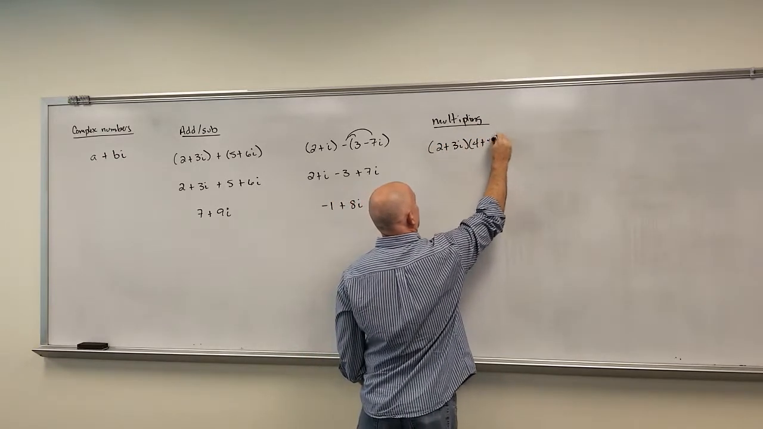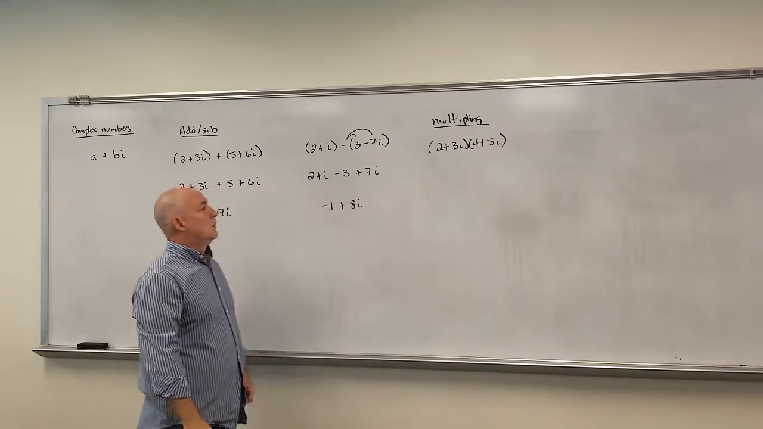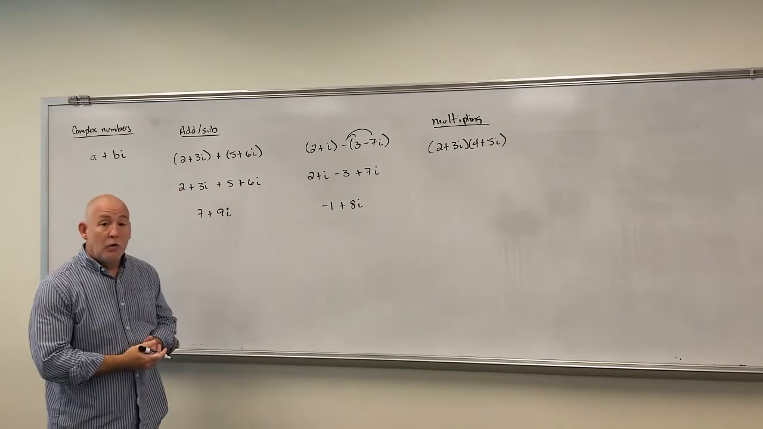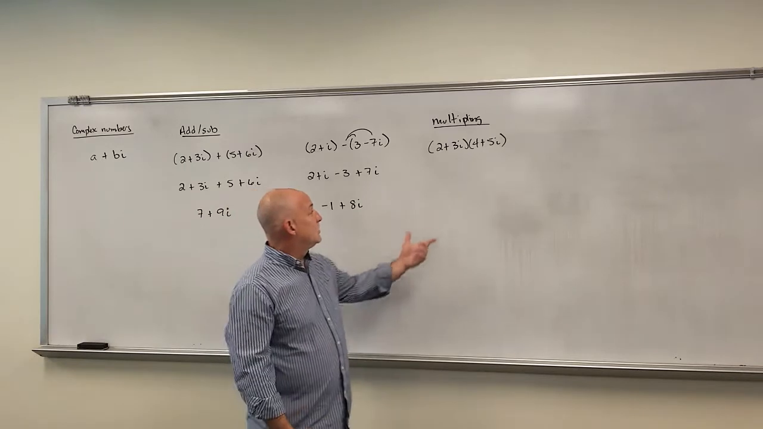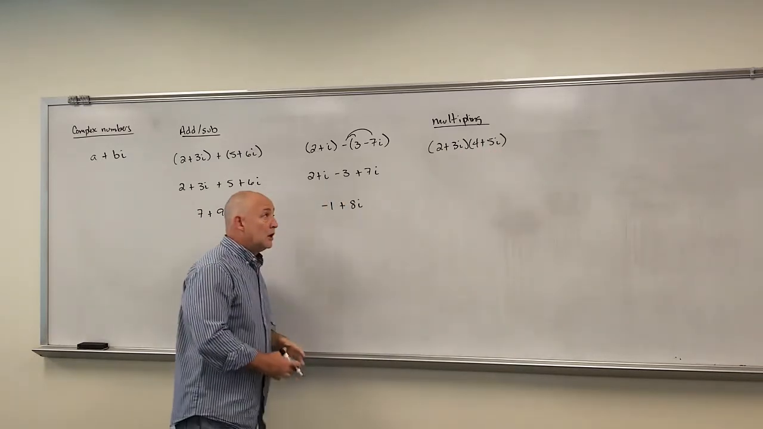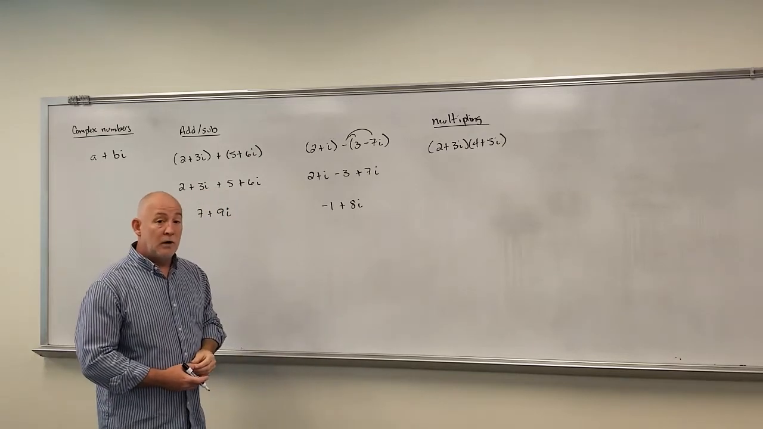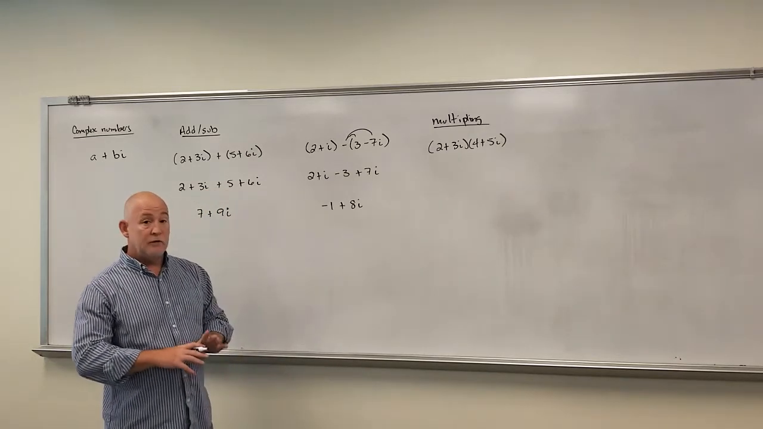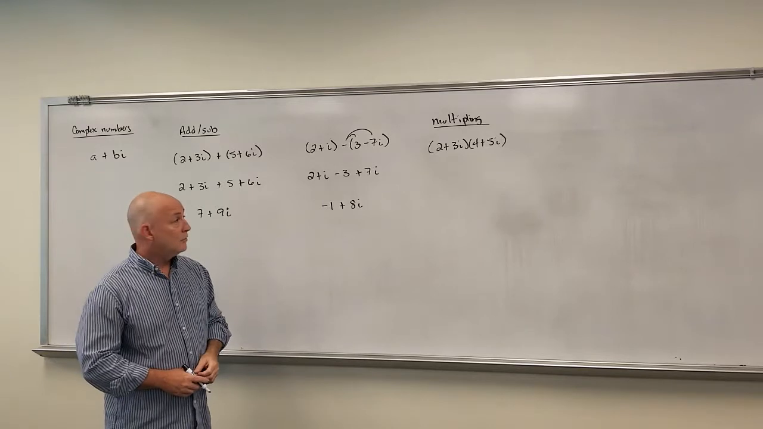(2 plus 3i) times (4 plus 5i). Here we are multiplying two complex numbers together. One number is 2 plus 3i, the other one's 4 plus 5i. Again, your intuition would work very well here for most of you. If I just walked away and said, go ahead and multiply them out, you would do it just like we would do polynomials.